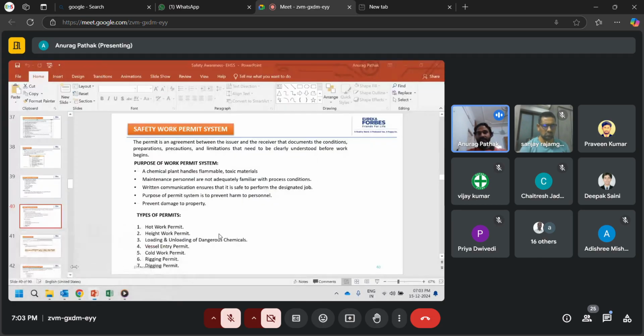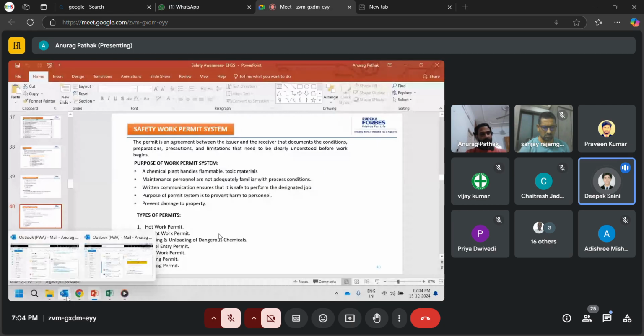Any question? Sir, may I ask something? Yes, sir. I have studied the work permit system, but I didn't find where it is written that the work permit system is mandatory. In which clause, in which law is it mandatory?